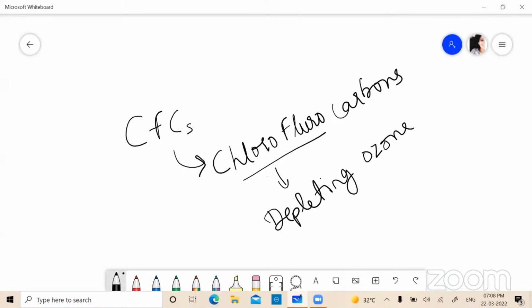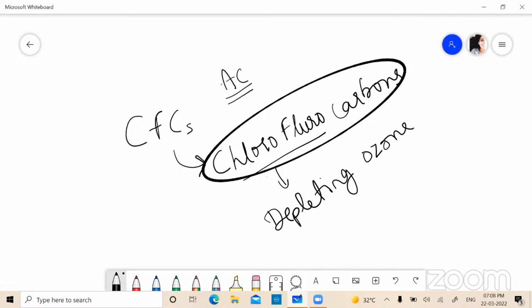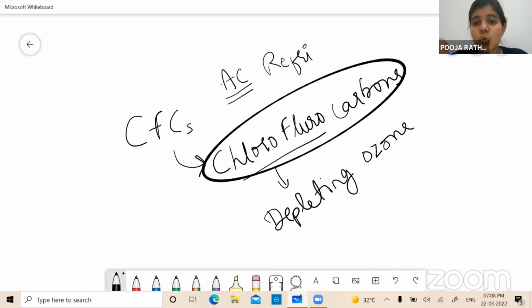Okay, so chlorofluorocarbons are depleting the ozone layer. From where do these chlorofluorocarbons come? From refrigerators and ACs. Yes, in our homes where we use air conditioners or refrigerators, these coolant materials which provide us coolant produce this type of gas, chlorofluorocarbons, and it is depleting our ozone layer.